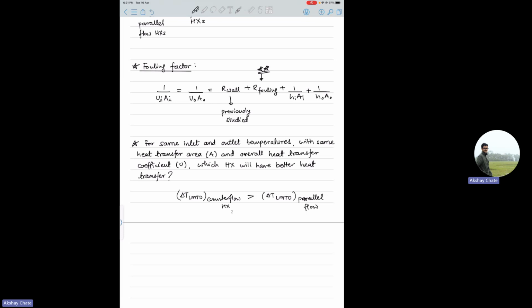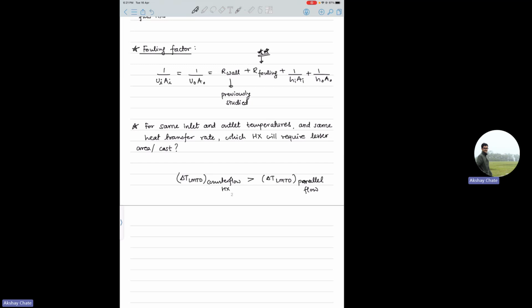It should not be this. So inlet and outlet temperatures are okay, but U and A are not the same. You just fix the same heat transfer rate. Then, for which heat exchanger will the area requirement or cost be lesser?